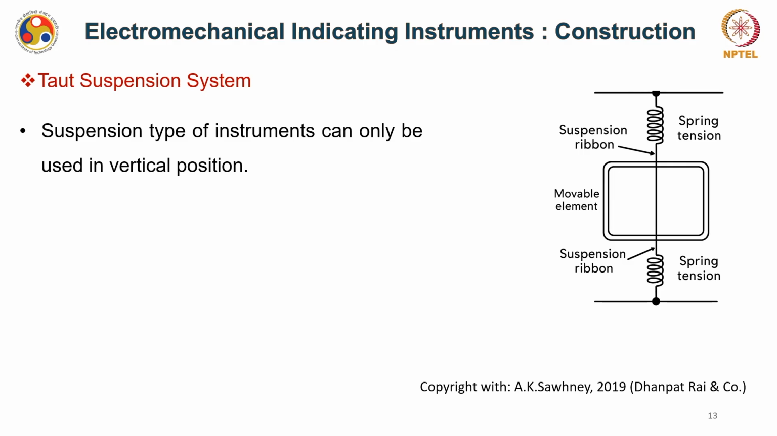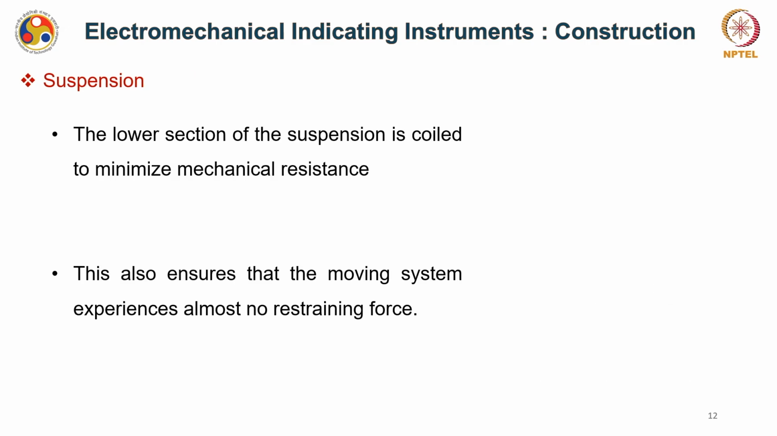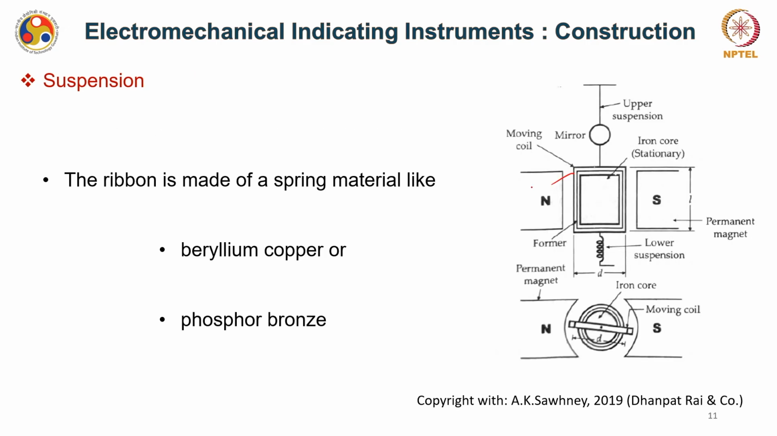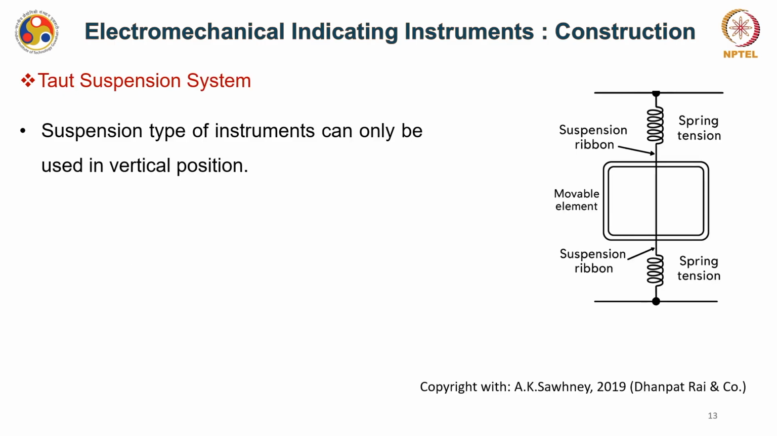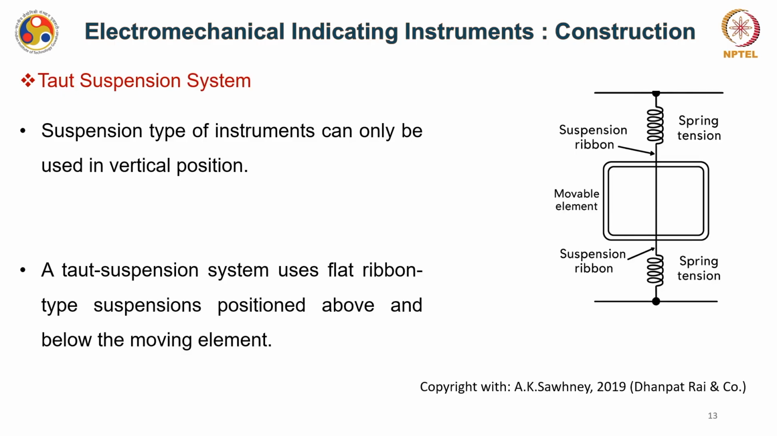Okay. So a suspension type of instrument can only be used in a vertical position, and that too when the moving coil or moving part is balanced. Okay. So they can only be used when you have the upper and lower suspensions and the moving part is balanced on top of it. Okay. So they can only be used when aligned in a vertical position. Okay. However, a taut suspension system uses a flat ribbon-type suspension which is positioned above and below the moving element, something like this. Okay.